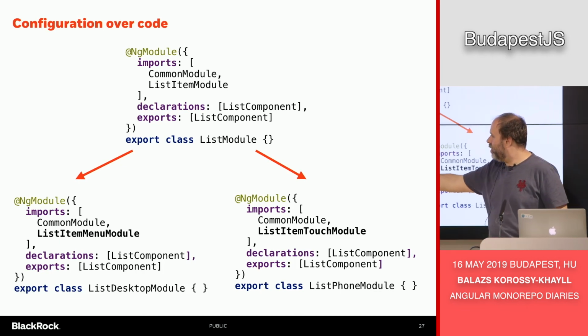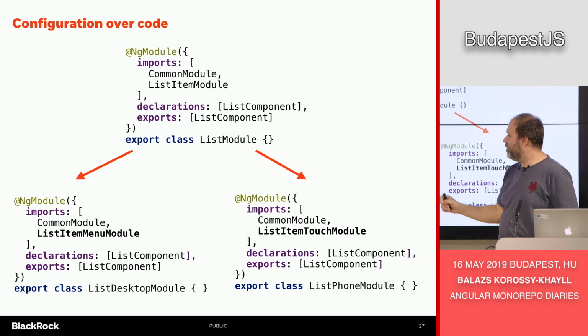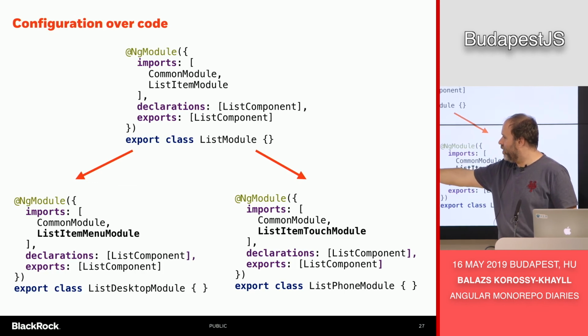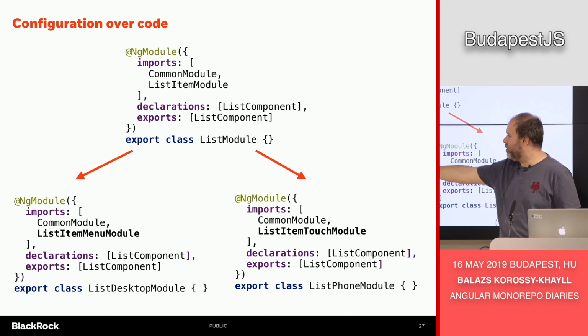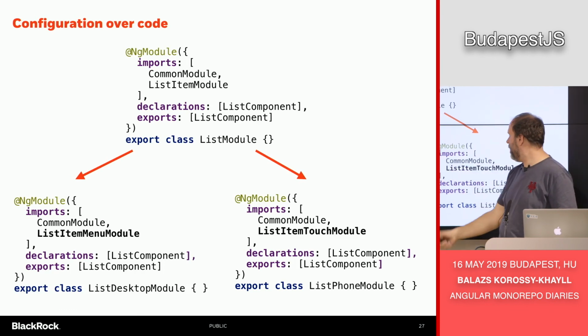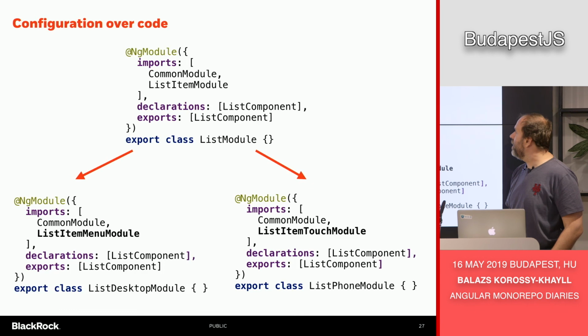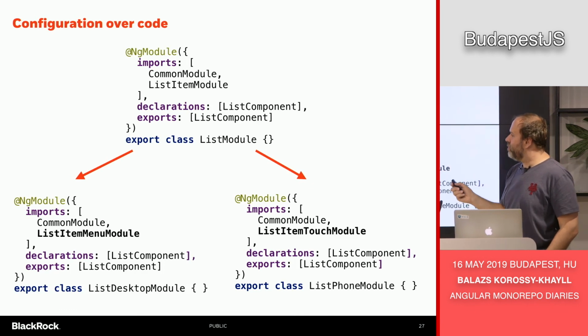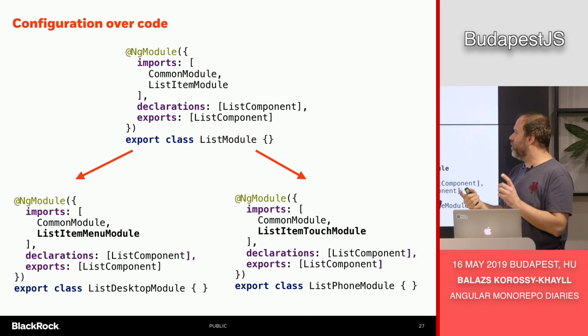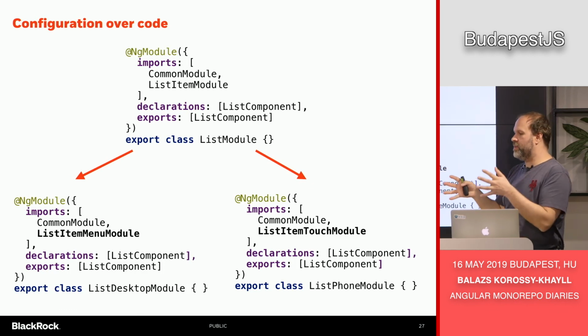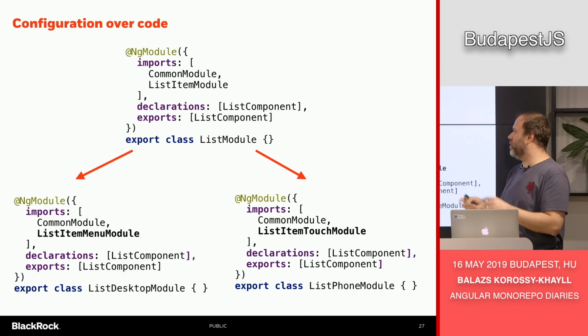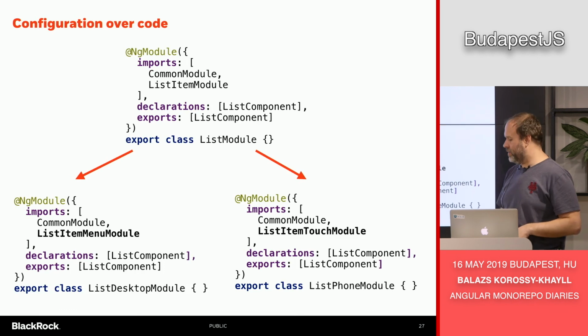So here on the desktop, you import the desktop version of the list item, and here you import the phone version of the list item. With something like that, you can solve all of these problems without having to duplicate the code. The components will be simple and focused on what they should do, and you don't include unnecessary dependencies.